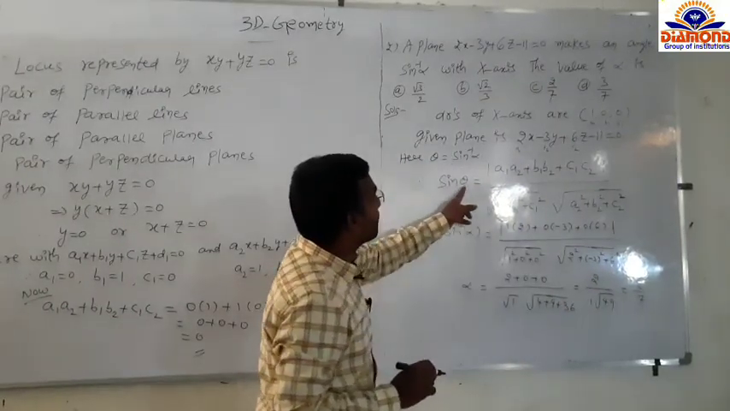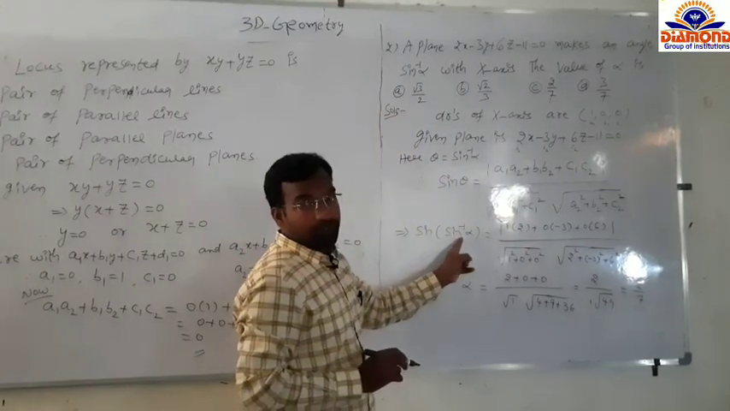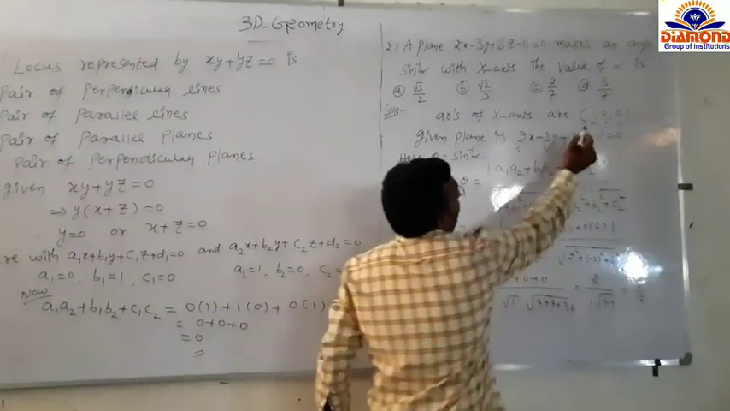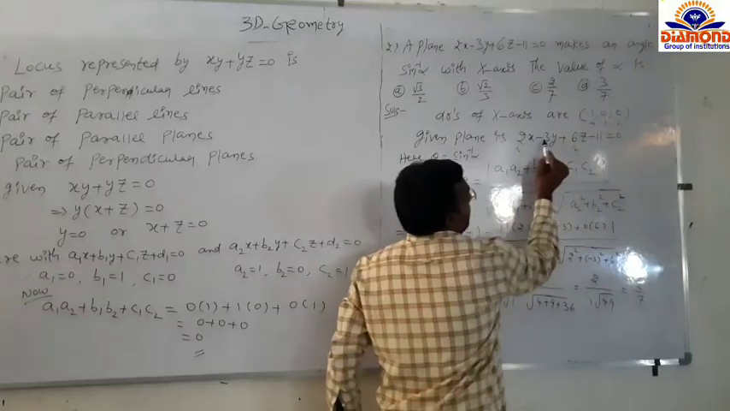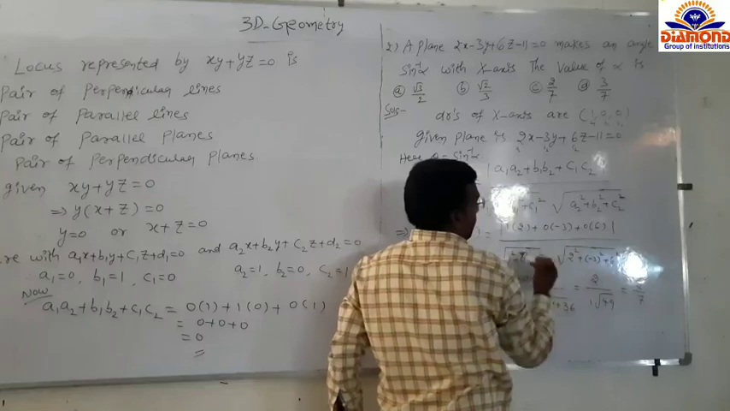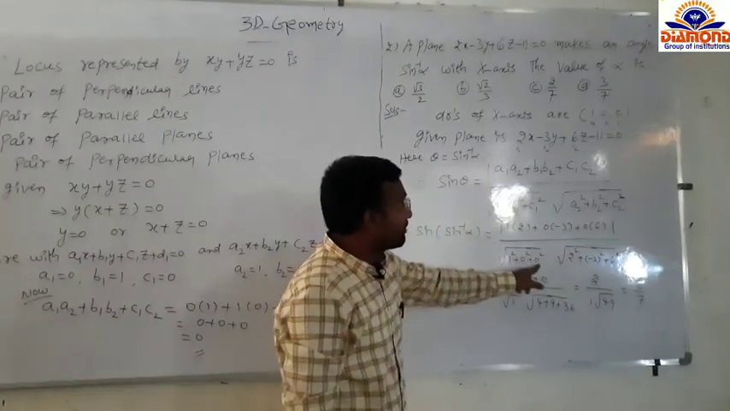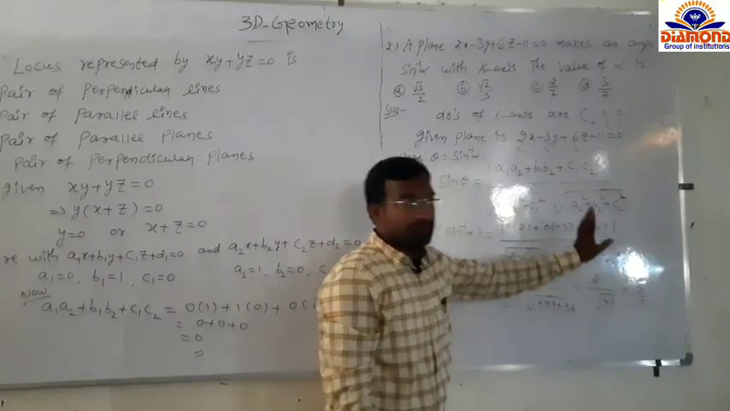Here, in the place of theta, the given angle is sin inverse alpha. So sin inverse alpha equal to a1 a2, that is 1 into 2 plus 0 into minus 3 plus 0 into 6, by root over 1 square plus 0 square plus 0 square, into root over 2 square plus minus 3 square plus 6 square.